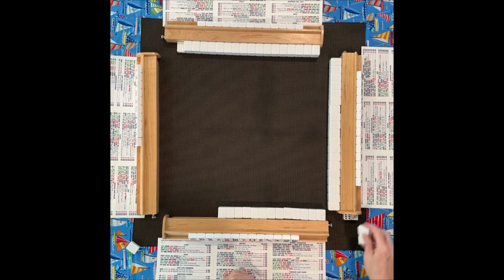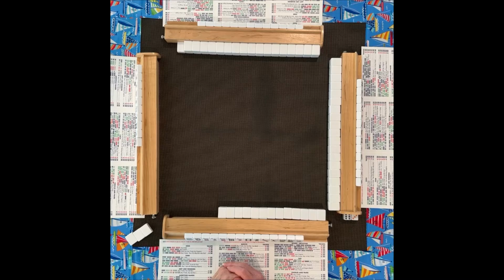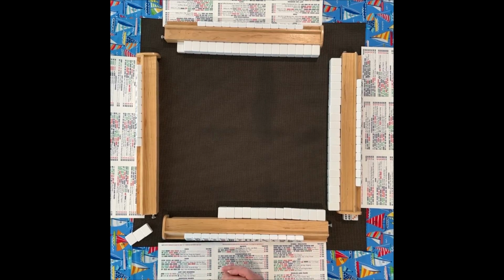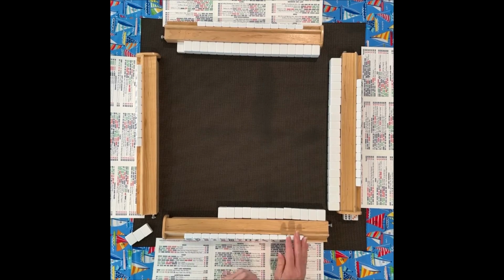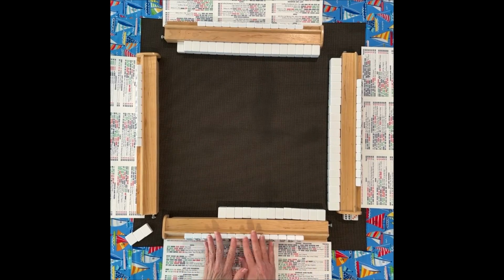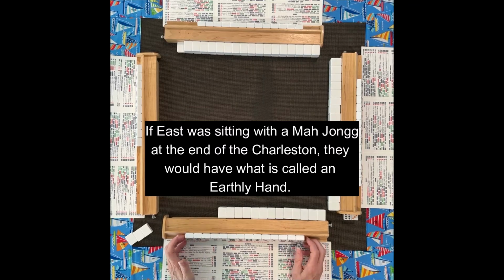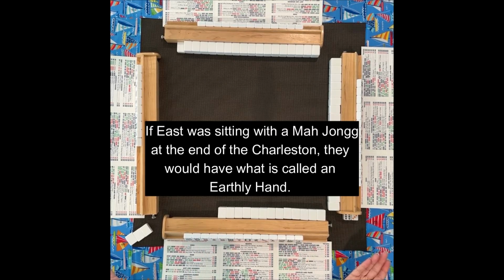All right, so let's go ahead and back that up. Now I want to show you what would happen if I had no tiles to pass, because you can pass 0, 1, 2, or 3. But if I had no tiles to pass, that would mean that I had Mahjong after the Charleston. And the name for that is having an earthly hand. It doesn't happen often, but it does happen. And it's an incredible experience if you're ever able to experience it. So if I have Mahjong, I would have no tiles to pass.